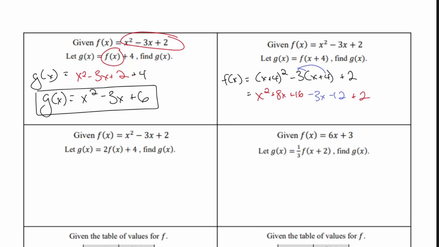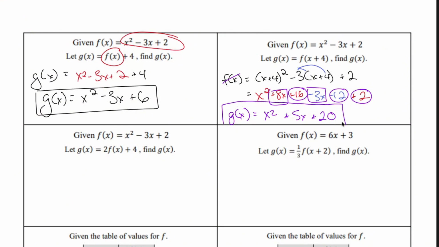So let's combine like terms. x squared is just x squared. 8x minus 3x is 5x. And then 16 minus 12 plus 2 is going to be 6. And so that's what g of x is going to be. I don't know why I put f of x up there. It's g of x equals. That's all right. I got the right idea down anyway.